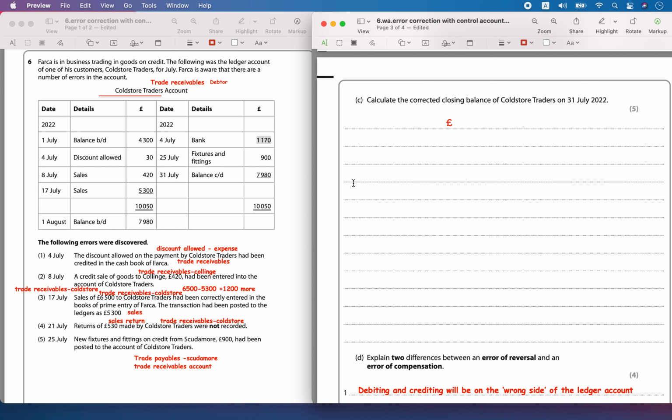There are two ways to do this. One is you prepare the original account itself properly, and you get a corrected closing balance. The other way is to start off with the wrong closing balance and work your way to the correct one. So let's do both ways. The first one starts from the original closing balance, which we can see was 7980.